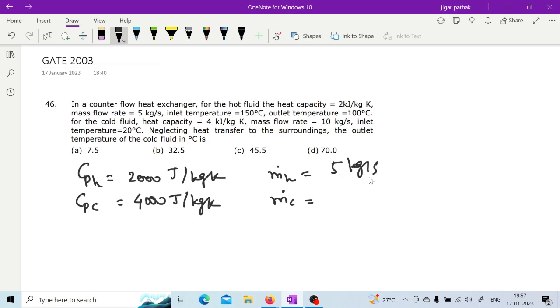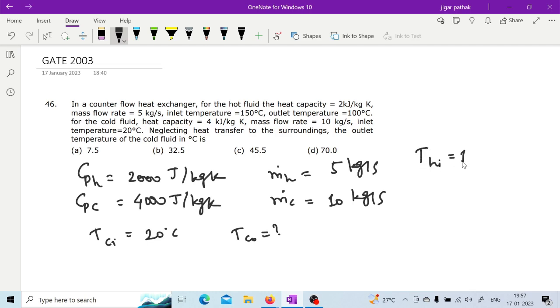It is 5 kg per second and 10 kg per second, right? Yes, yeah. Okay, so TCI is given as 20 degrees centigrade. TCO you need to calculate, right? So THI and THO are given, right?